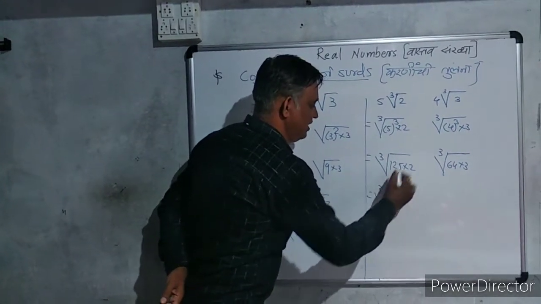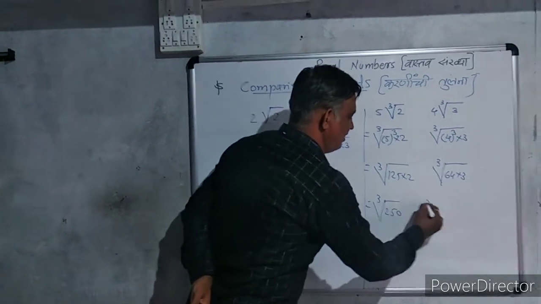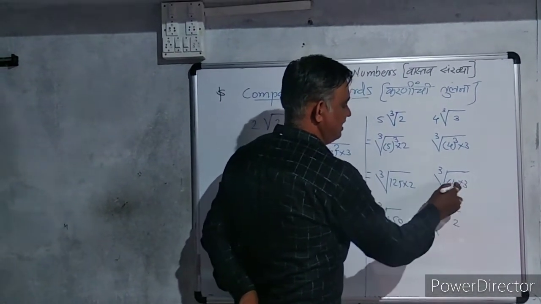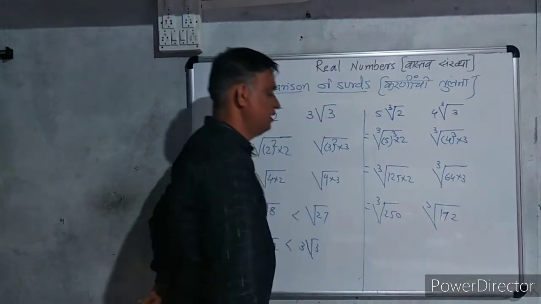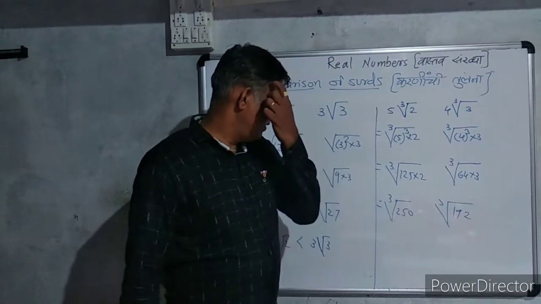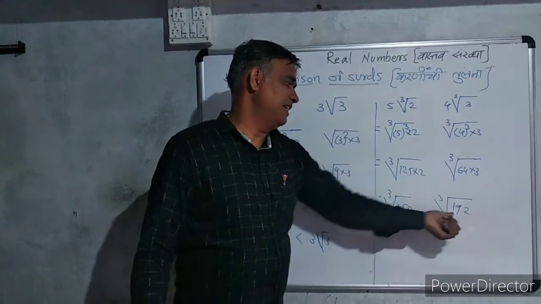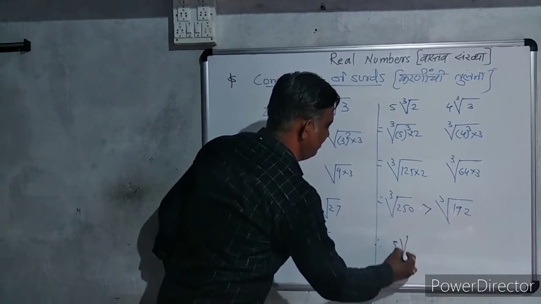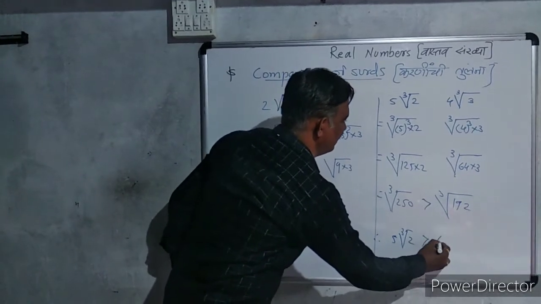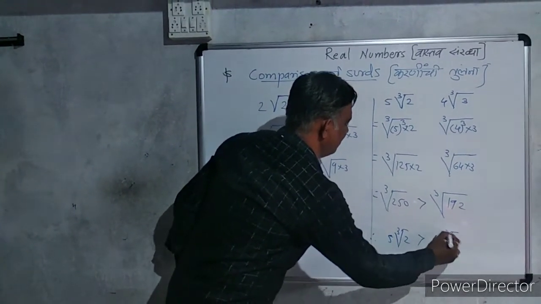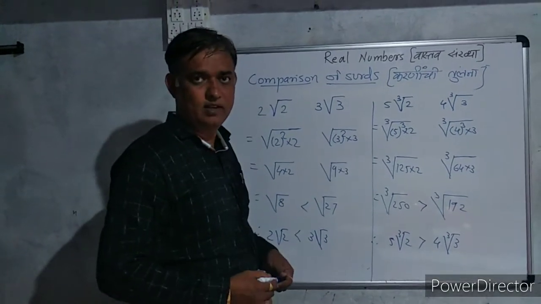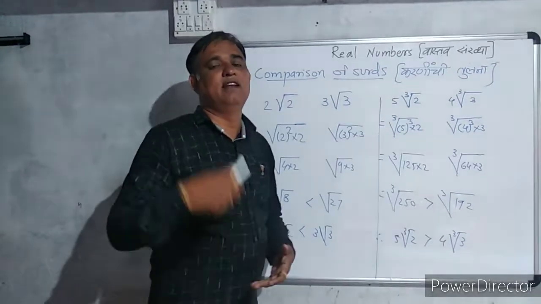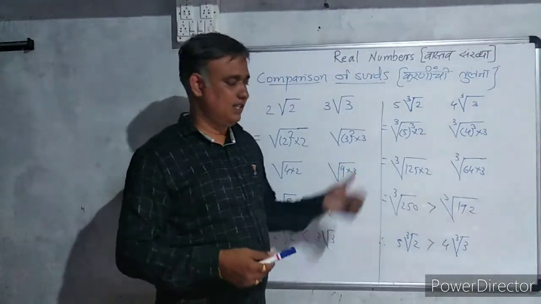Now 125 into 2 is 250. Here 64 into 3: 3 4s are 12, carry 1, 3 6s are 18 and 1, 192. Their order is the same, so we can compare the radicands. This is greater. So we can write 5 radicand 2 of order 3 is greater than 4 radicand 3 of order 3. Okay. You can solve the remaining examples like this. We will learn the next point in the next lecture. Until then, goodbye. Thank you.